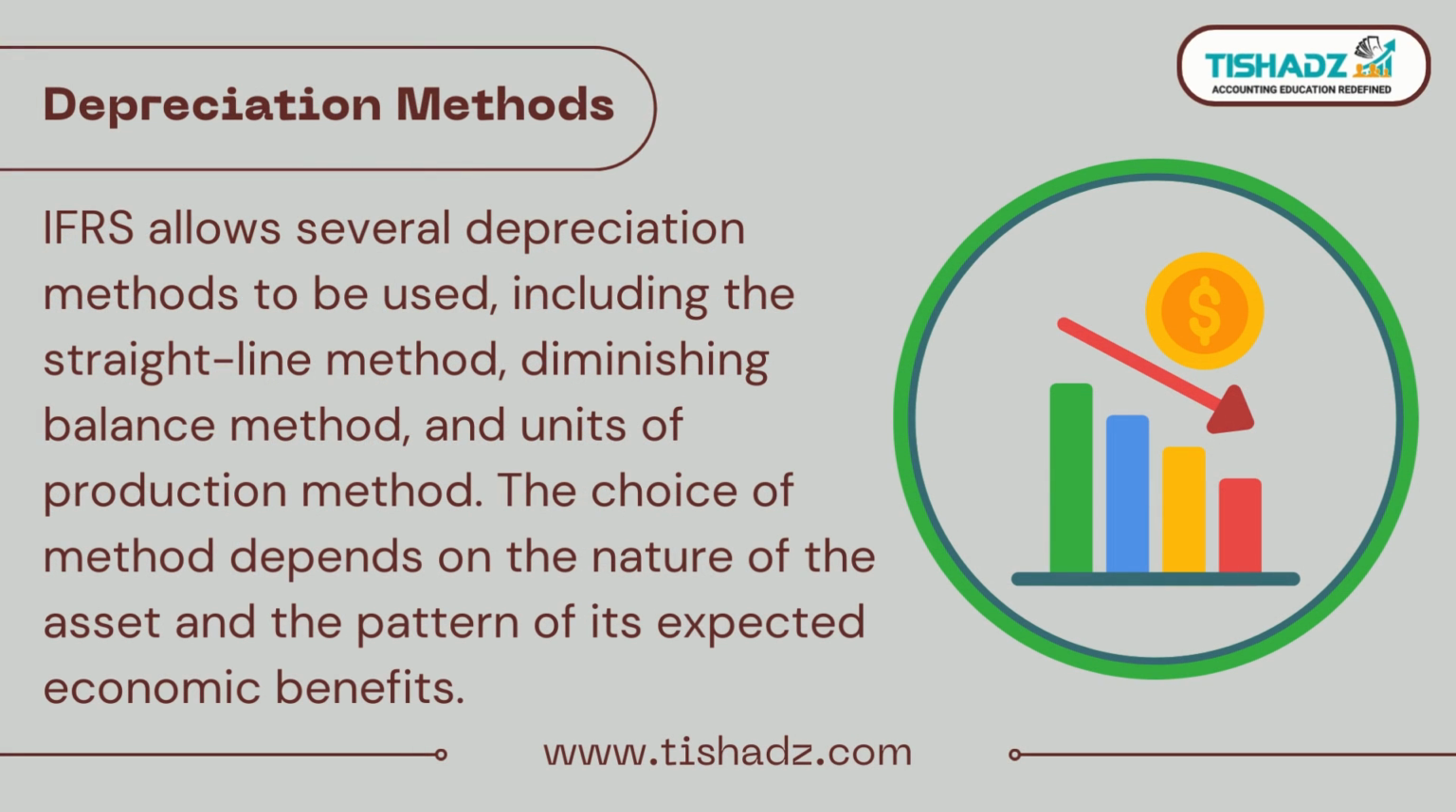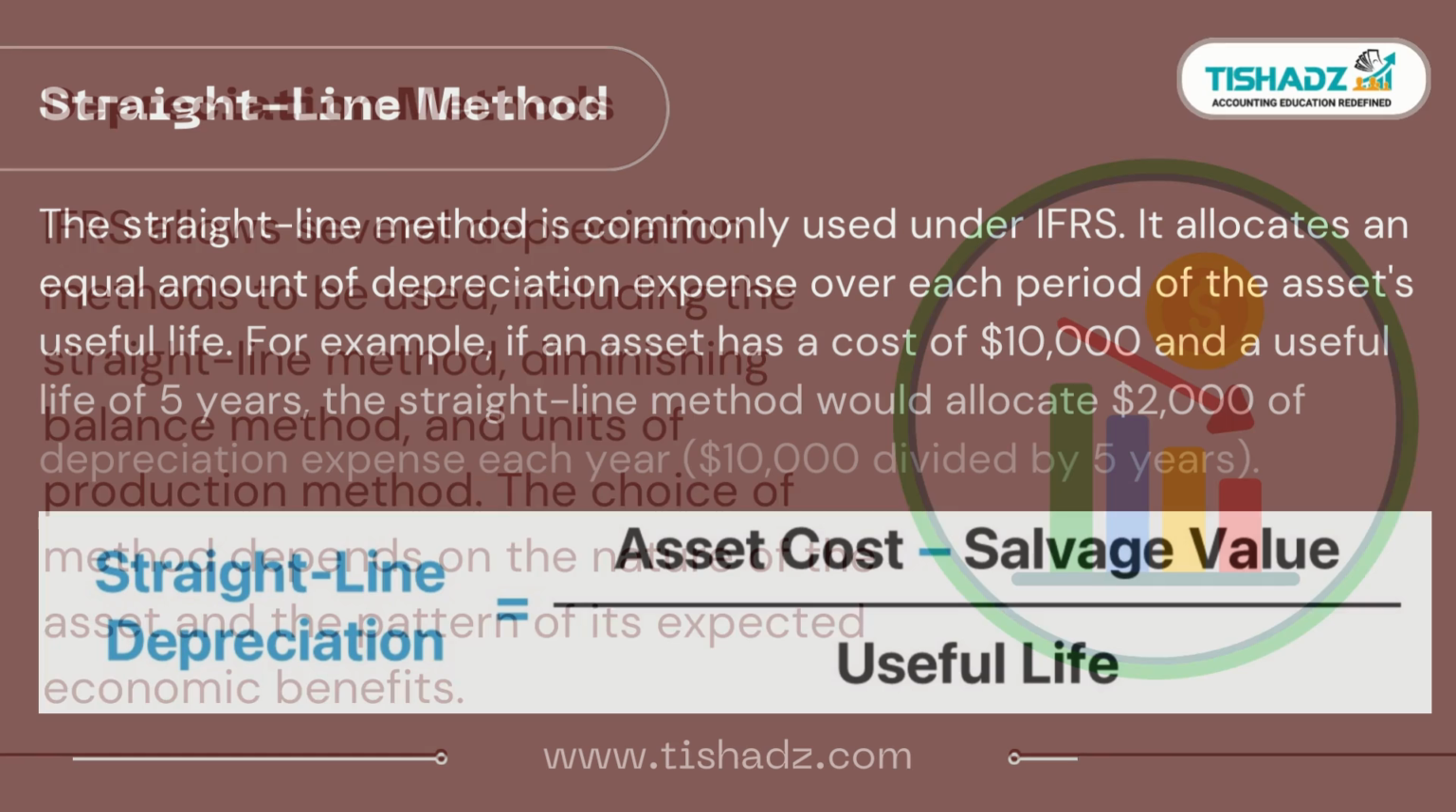Depreciation methods. IFRS allows several depreciation methods to be used, including the straight line method, diminishing balance method, and units of production method. The choice of method depends on the nature of the asset and the pattern of its expected economic benefits.